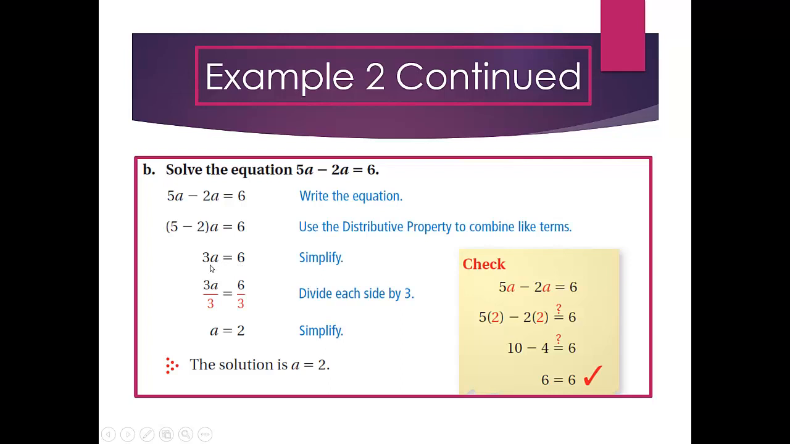We then want to divide each side by 3, because in the problem we're multiplying 3 times a, and the opposite would be to divide. When we divide each side by 3, 3a divided by 3 is just a, and 6 divided by 3 is 2. So our solution is a equals 2.